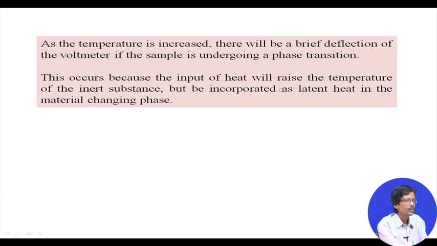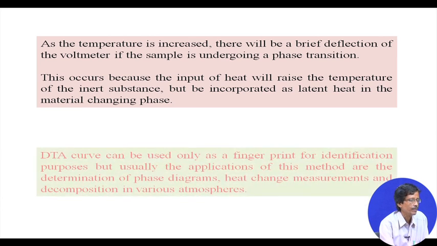Because the input of heat will raise the temperature of the inert substance. So the inert substance temperature is rising, but the latent heat in the material for changing the corresponding phase is required. So that is absorbing some amount of heat, which is stored as the latent heat for the phase transition. That is why the temperature is lagging behind.